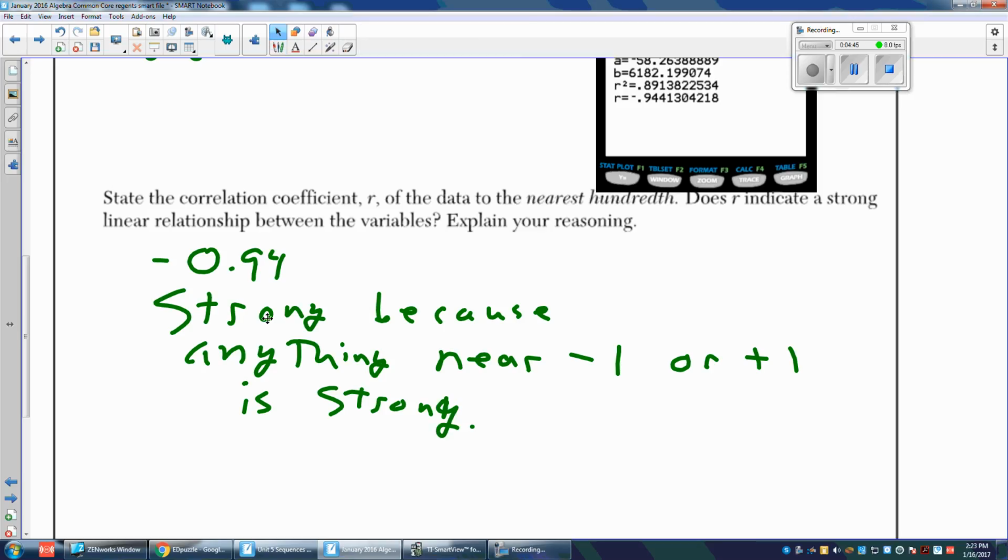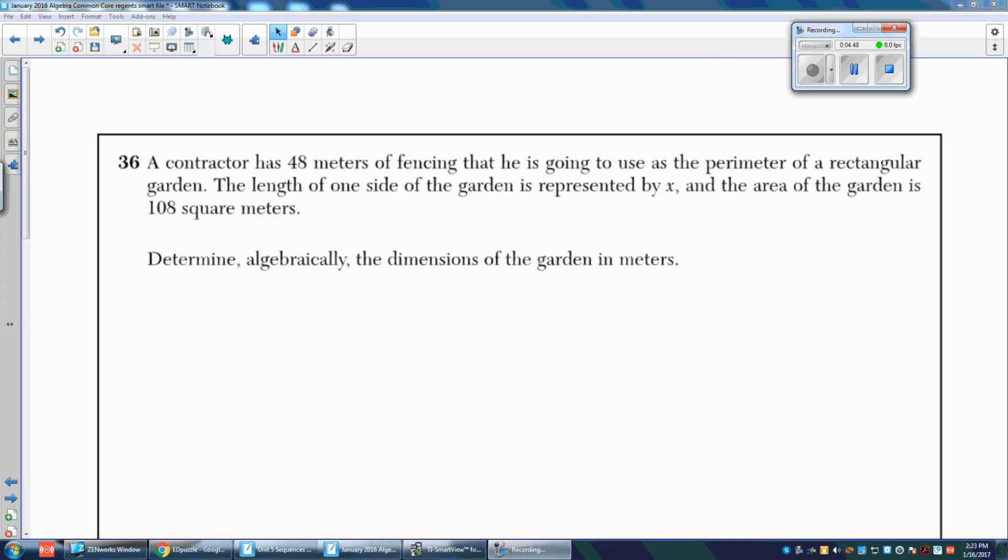Let's go on to the next. A contractor has 48 meters of fencing he is going to use as a perimeter of a rectangular garden. The length of one side of the garden is represented by X. The area of the garden is 108 square meters. Determine algebraically the dimensions of the garden. That means you cannot guess and check. However, if you don't know, go ahead and guess and check, because 1 point is for the right answer. Better to get 1 point than nothing at all.